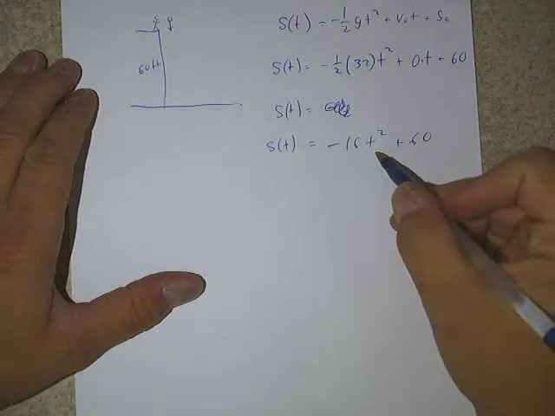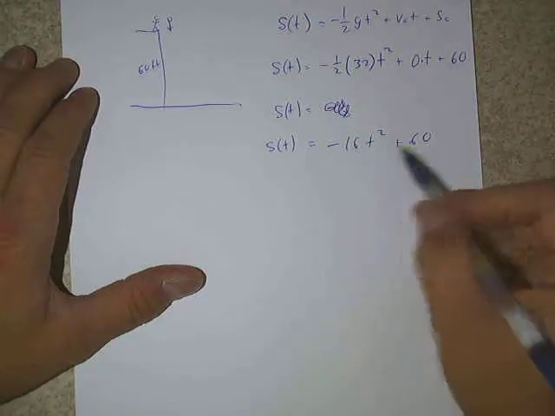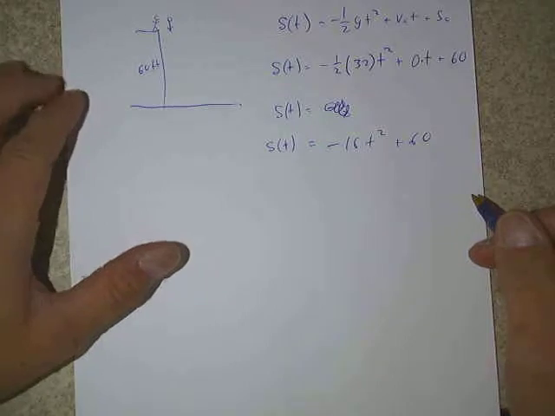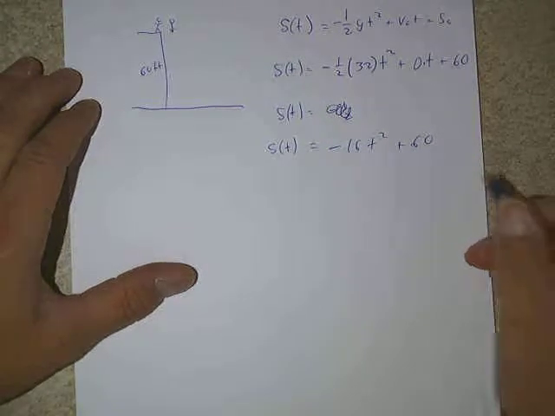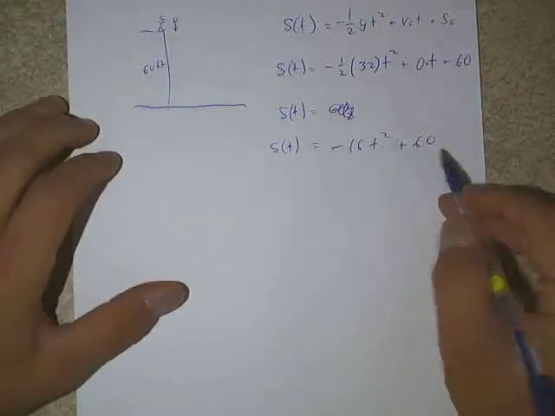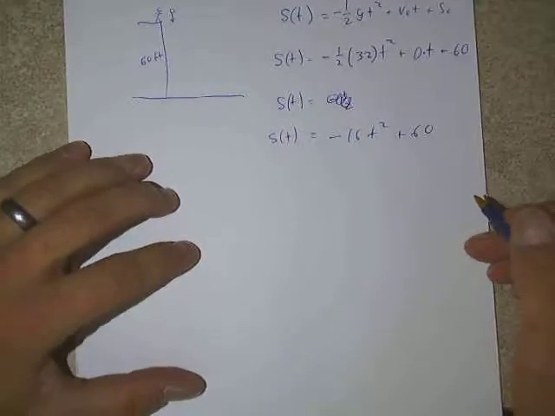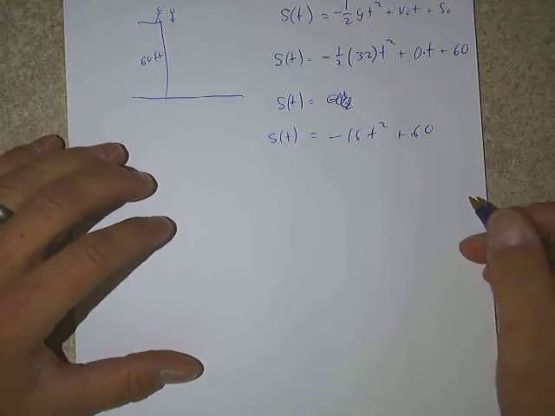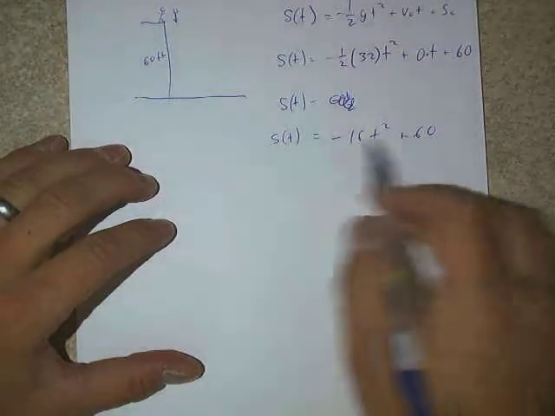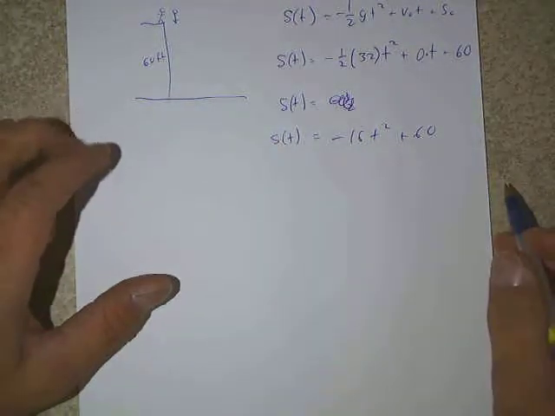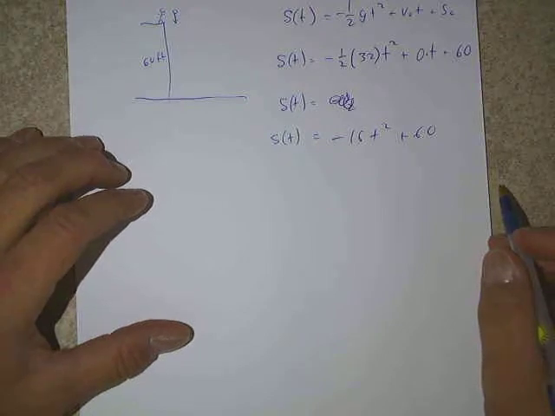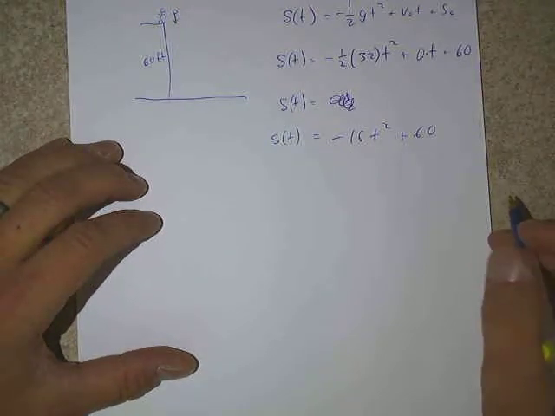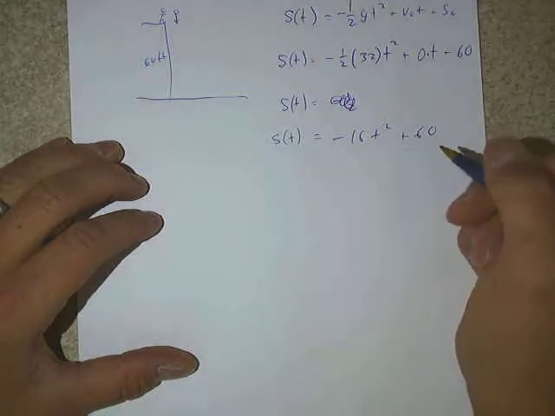So with that said, we have information about what's going on with this object. At any time, we could figure out its height. So if I wanted to figure out where this object was after 1 second, I could put 1 in here, and I could figure out that it's negative 16 plus 60. That'd be 46. So it'd be at 46 in the air. 2 seconds, I could figure it out.